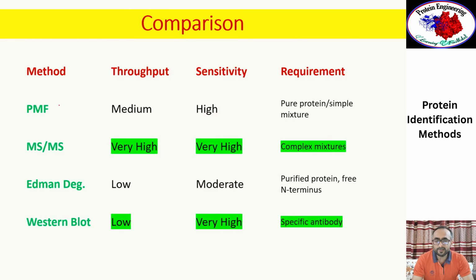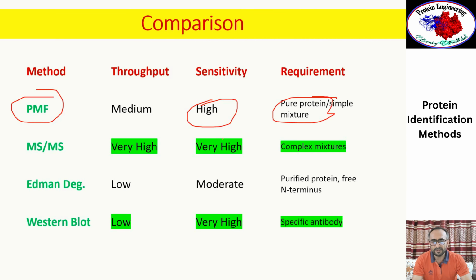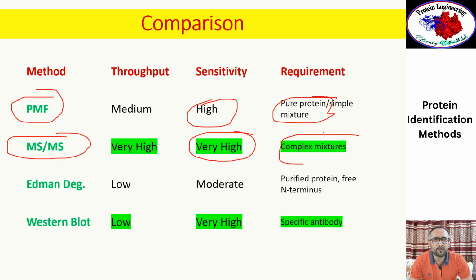And if you compare all four methods, you will see that peptide mass fingerprinting has medium throughput, very high sensitivity, and a pure protein or a simple mixture of proteins can be used to identify using this method. Then tandem mass spectroscopy has very high throughput, the sensitivity is also very high, and any kind of complex mixture can be used here to identify proteins. In fact, these two methods are the ones used at very high scale to identify proteins in proteomic studies.